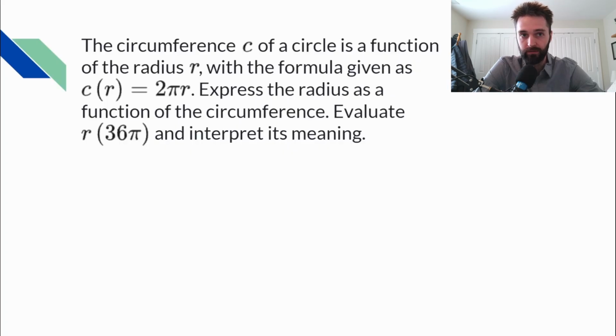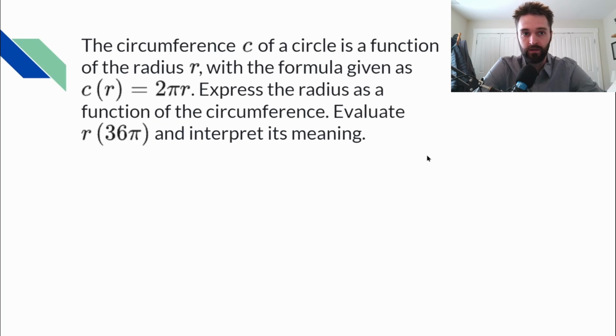Let's work on one more problem. The circumference c of a circle is a function of the radius r, with the formula given as c of r equals 2 pi r. Express the radius as a function of the circumference. Also, evaluate r of 36 pi and interpret its meaning.